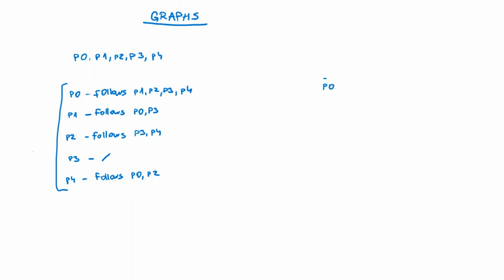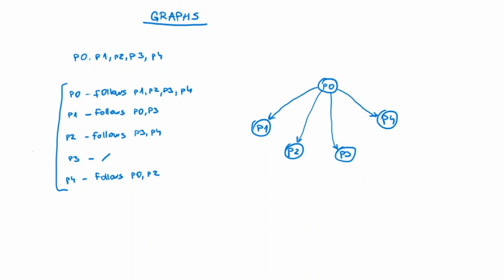It has nodes, it has 5 nodes, and edges should represent if there is a relationship between 2 nodes. So p0 has a relationship with all p1, 2, 3, and 4. P1 has a relationship back to p0 and has a relationship to p3. P2 has to p3 and p4. P3 doesn't follow anyone, it's some celebrity. P4 follows p0 and p2.